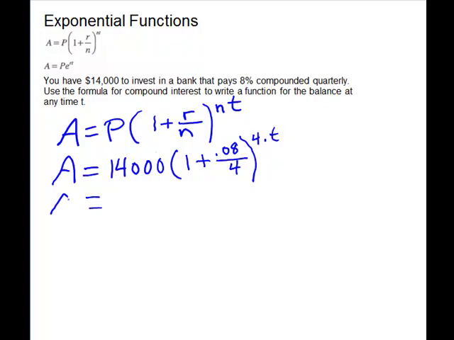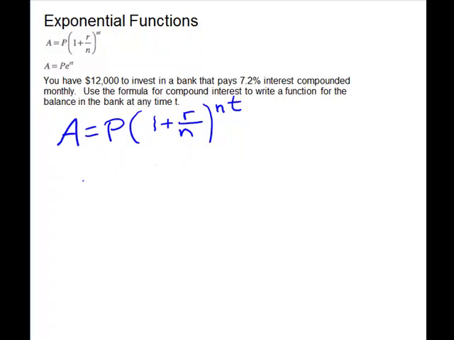So what we want to do is just do all the math that we can. What we can do is we can work inside the parentheses. So we're going to keep our 14,000 and our value inside the parentheses is going to be 1.02. So in your calculator, 0.08 divided by 4 plus 1 gives us 1.02 to the 4t power. So we can plug in different t's into this formula and get an answer out.